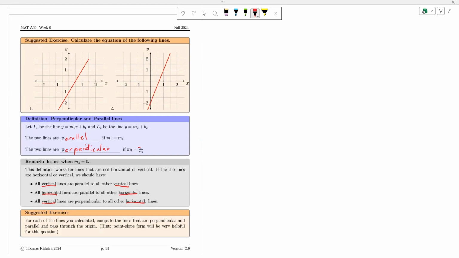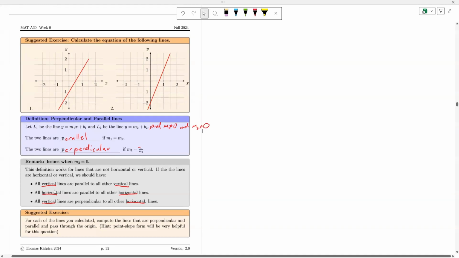So instead of trying to come up with a new definition for that case, what we do is we extend this definition by saying, if this is true and m1 does not equal 0 and m2 does not equal 0, then this expression holds. And we add that vertical lines are parallel to vertical lines, horizontal lines are parallel to horizontal lines, and vertical lines are perpendicular to horizontal lines.